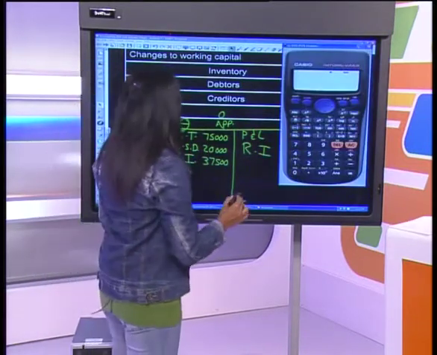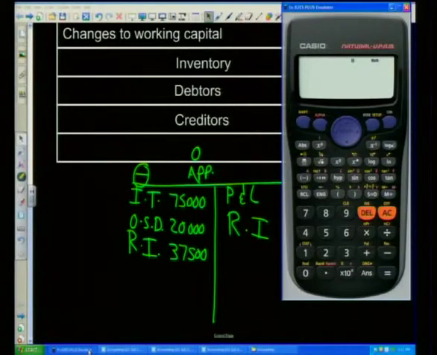Okay, there's my calculator, so I'm adding whatever I've got on the debit side minus whatever I've got on the credit side. So let's do that. 75,000 plus 20,000. And then I'm adding on 37,500. And then I am subtracting the amount that I had on the credit side, which was an amount of 35,000. To give me my profit and loss amount, an amount of 435,000.